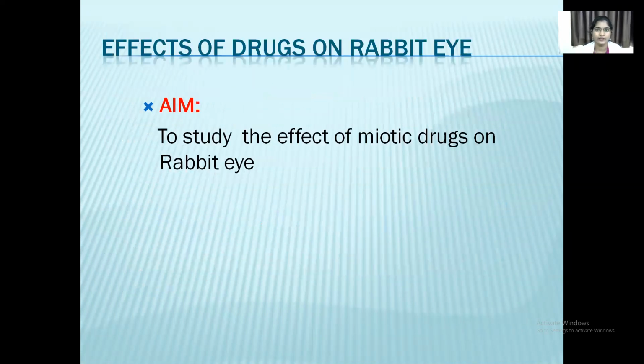Okay. Then coming to the practical effects of drugs on rabbit eye. Students, from here you have to write in your records. This experiment you have to write in your records. Effects of drugs on rabbit eye. First, the aim is to study the effect of miotic drugs on rabbit eye.